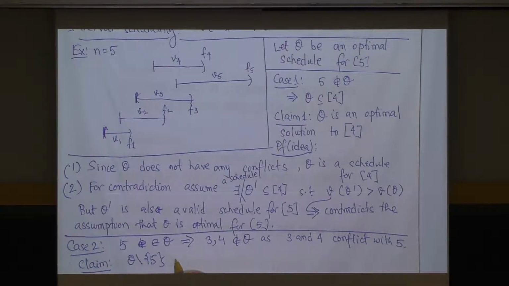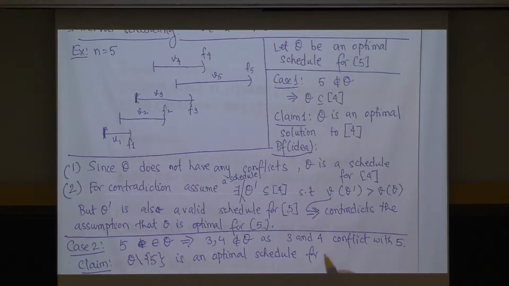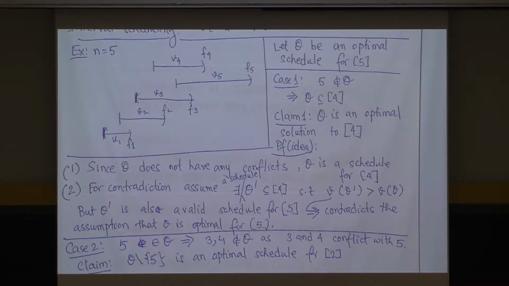So this is an optimal schedule. In this case, whatever remains is just 1 and 2. Okay. And the argument will pretty much be the same as before. The only extra thing now is we have to take care of 5 and 3 and 4, which conflict with 5. But the argument again would be similar.